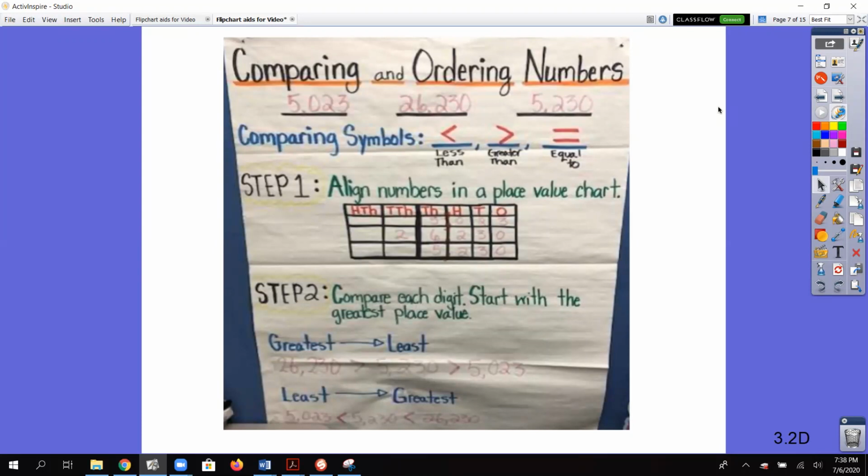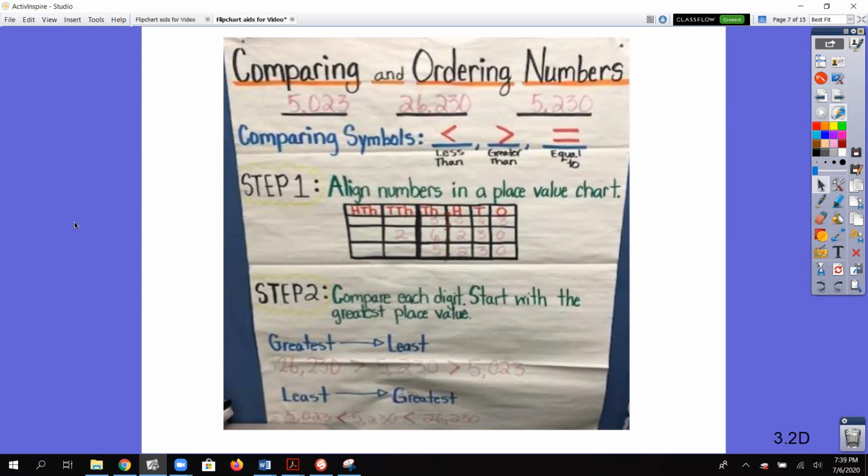So there's just a little anchor chart that you can make in your journal and with your teacher. Here in this example, they have these three numbers. And when you're comparing and ordering numbers, you're comparing them using symbols. So this is your less than symbol, your greater than symbol, and then your equal sign.